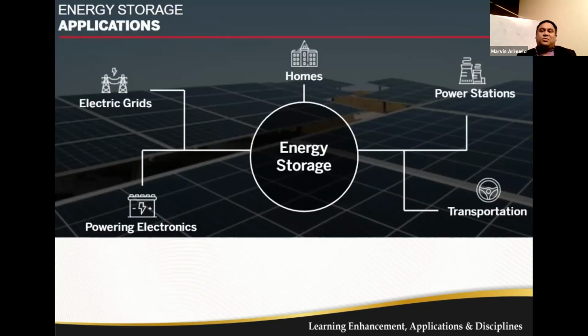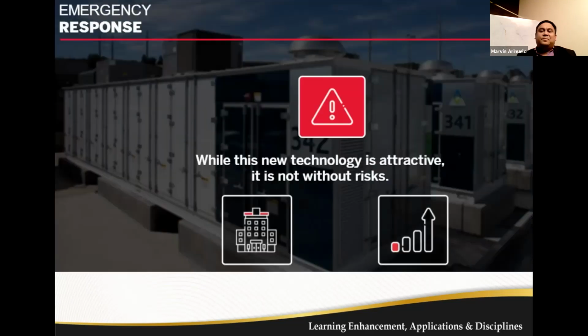Stored energy can be used in a variety of applications, from electric grid, power station, and home, to powering electronics and transportation such as battery-powered and hybrid electric cars. While this new technology is very attractive because it is environmentally friendly, it is not without risk. The expansion of this system in thousands of ESS across the country where people live and work creates increased potential hazards to life and property.